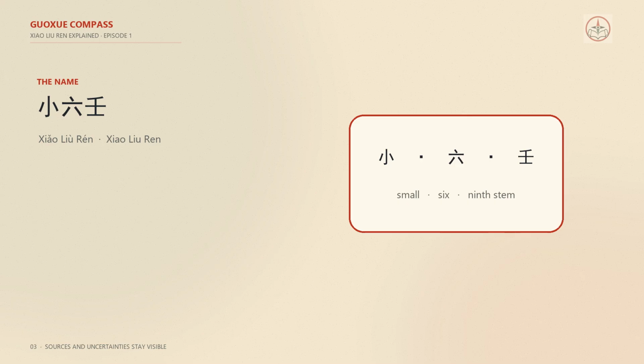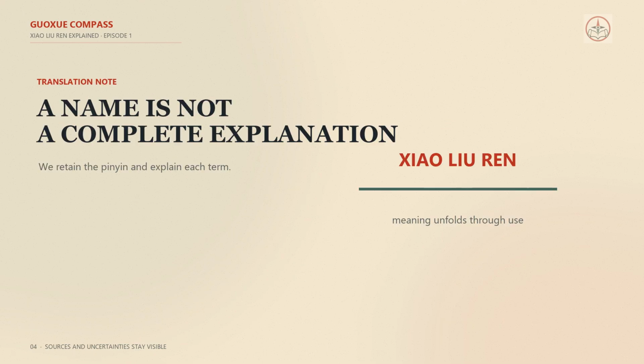In English, you may encounter names such as Small Liu Ren, Xiao Liu Ren, or the Liu Ren palm method. In this series, I will keep the pinyin name Xiao Liu Ren and explain each technical term when it first appears. That choice matters. A smooth English label can be convenient, but it can also hide the fact that traditional terms carry several layers of association.